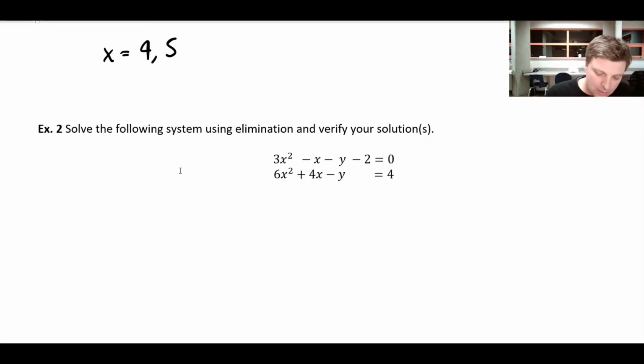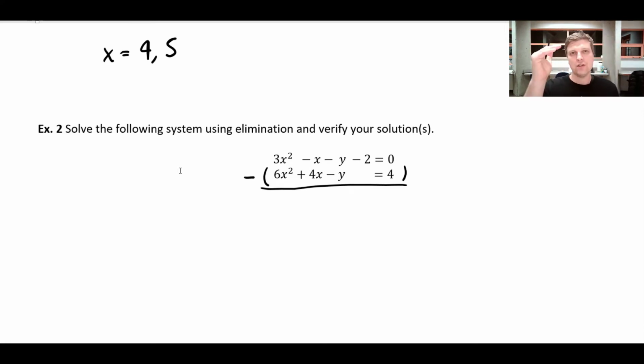Now you can see here that these are already lined up for me. But if I were to add these two equations together, they wouldn't eliminate. Even though this negative y and this negative y have the same coefficients, negative y plus negative y is just going to be negative 2y, and that's not going to get me where I need to go. So instead of adding these two equations together, I'm going to subtract this whole equation from the first one. So I'm going to do the first equation minus the second one, and I'm going to see what happens.